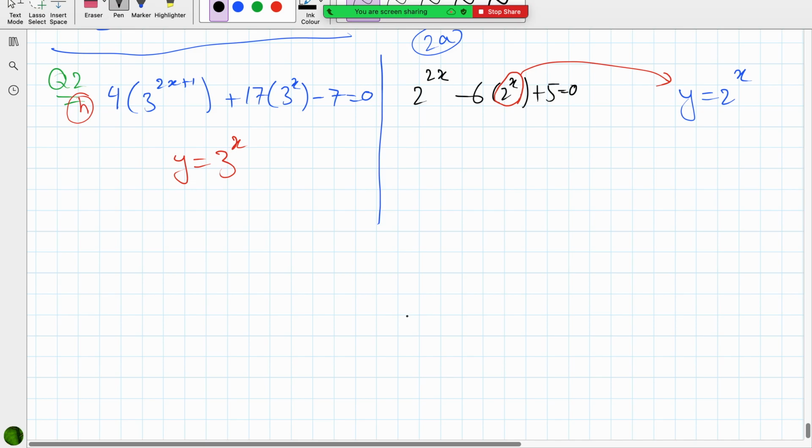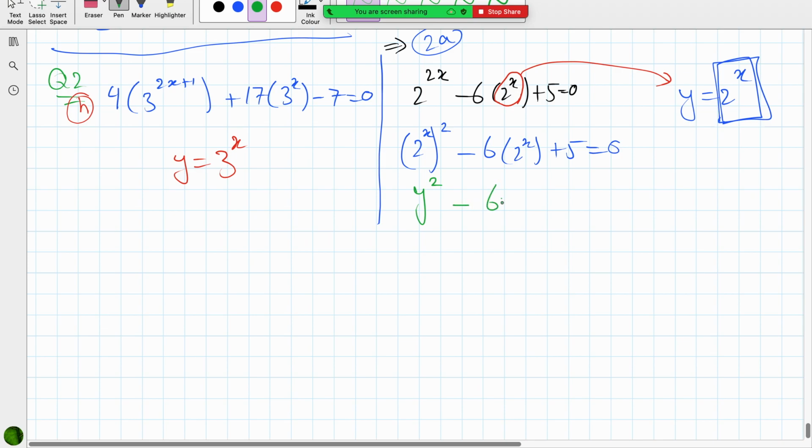Now we'll convert it and see. This is why I'm starting with the simple question 2a, then I'll come to 2h. But now look at this 2a. May I write this as 2 power x and take this 2 outside? Minus 6 2 power x plus 5 is equals to 0. Now the equation is basically simplified in the form of 2 raised to power x, and 2 raised to power x is y. So this becomes y square minus 6y plus 5 is equals to 0. Now this is a simple quadratic equation.